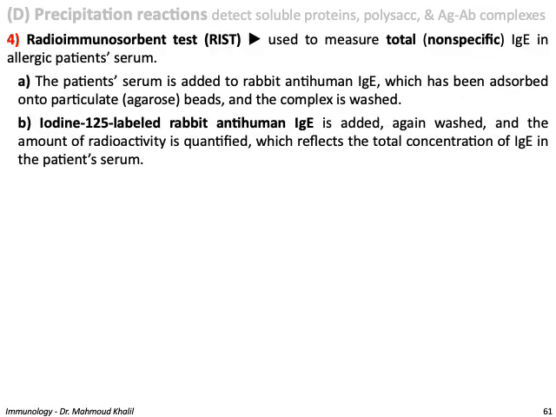The fourth type is the radioimmunosorbent test, RIST. It is used to measure the total non-specific IgE in an allergic patient's serum. The patient's serum is added to rabbit anti-human IgE, which has been absorbed onto particulate agarose beads, and the complex is washed. The iodine-125 labeled rabbit anti-human IgE is added afterward and again washed, and the amount of radioactivity is quantified, which reflects the total concentration of IgE in the patient's serum.